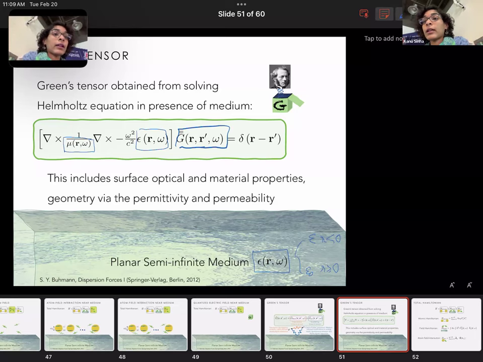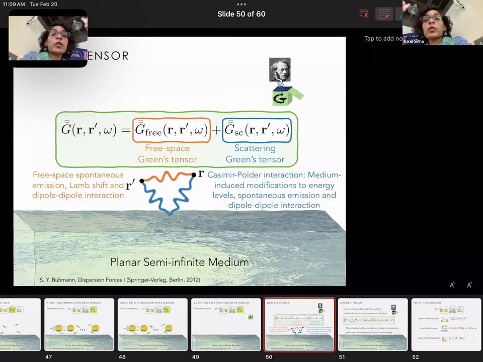And you can break this into two parts. One being the free part, where we consider the entire space to be without medium. In other words, you can break your Helmholtz equation into two subparts. And this Green's tensor correspondingly has a free space and a scattering component, where the free space component gives you all the things that we know happen in QED in free space, meaning spontaneous emission, Lamb shifts, free space dipole-dipole interactions. All that comes from the orange stuff.